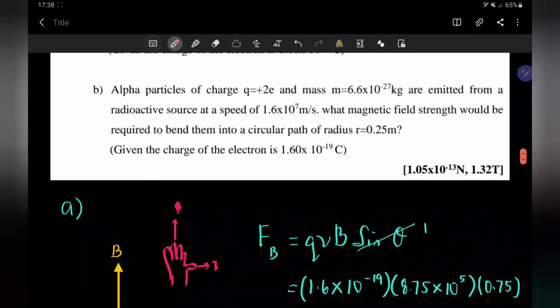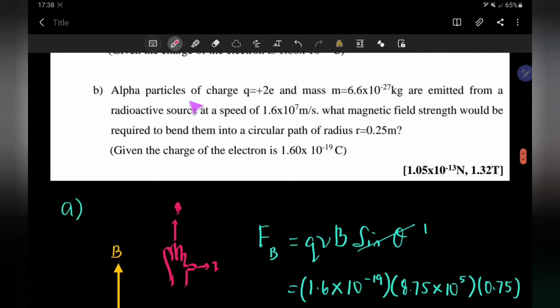Number 5b: alpha particles of charge positive 2e, mass also given here, are emitted from a radioactive source at a speed of v. This is our q. What magnetic field strength will be required to bend them into a circular path of radius R given to be 0.25? So by giving you the total charge, the mass, also the speed, they ask you to find the magnetic field strength B, given the radius R.